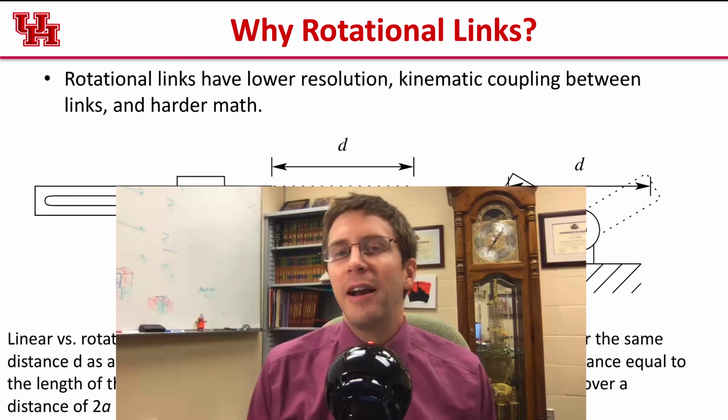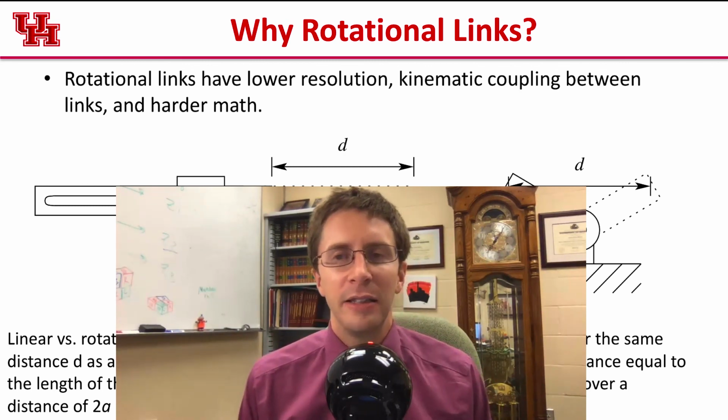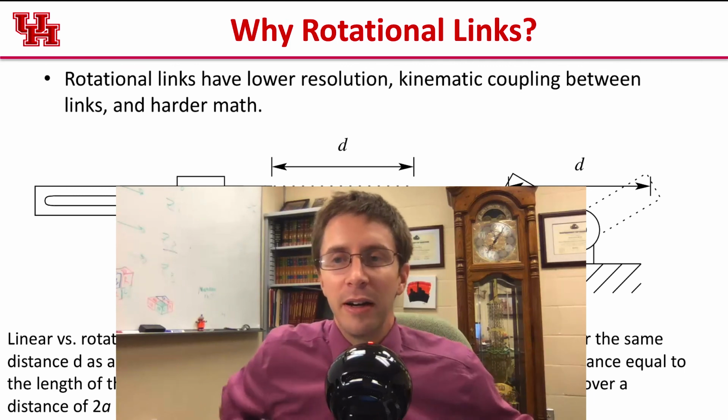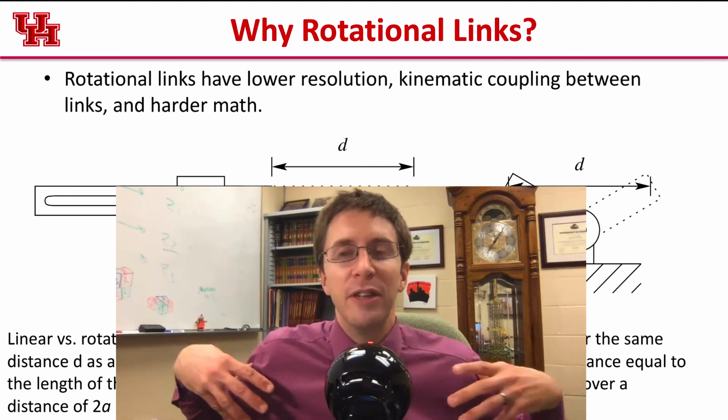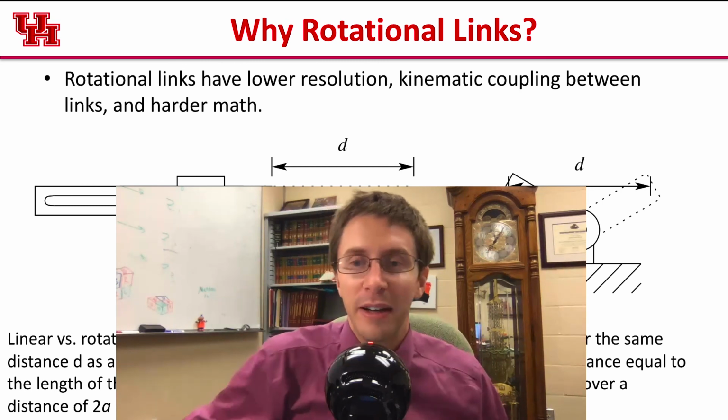You'll notice that your body has no prismatic joints unless you count the large intestine. And so there is some efficiency in that, which is why you've been designed with rotational joints.